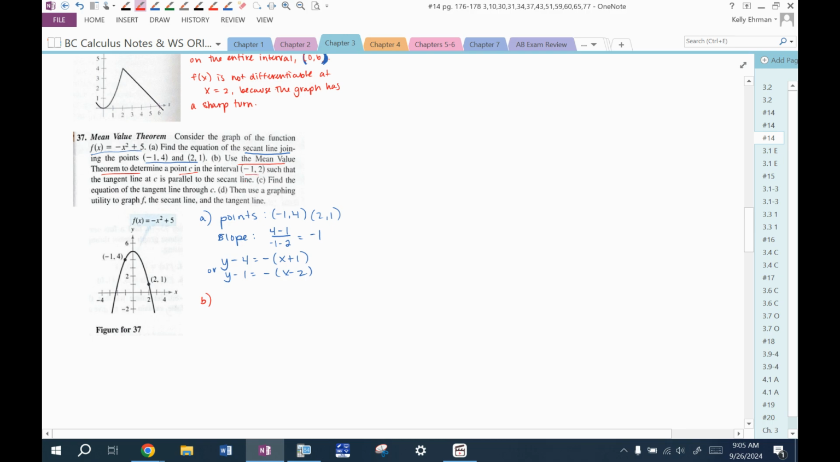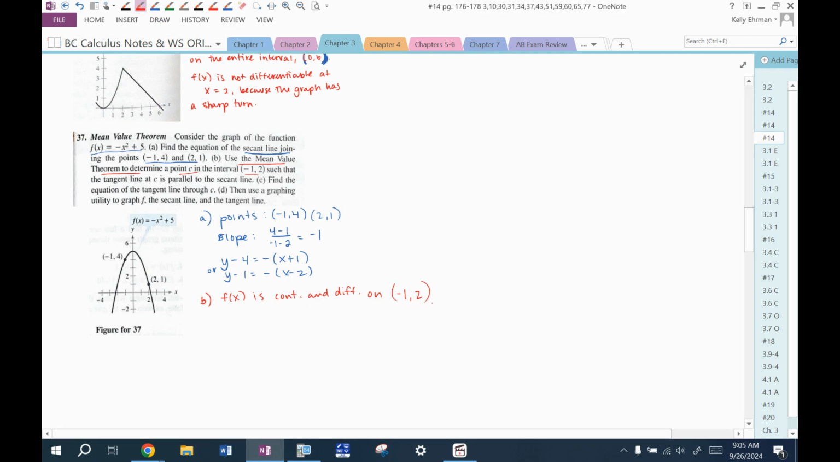All right, and then for part B, use the mean value theorem to determine a point C in the interval -1 to 2, such that the line at C is parallel to the secant line. So before I can use mean value theorem, I need to cite what it is. So f of x is continuous and differentiable on -1 to 2 on that interval. And they used an open interval. I guess I should too.